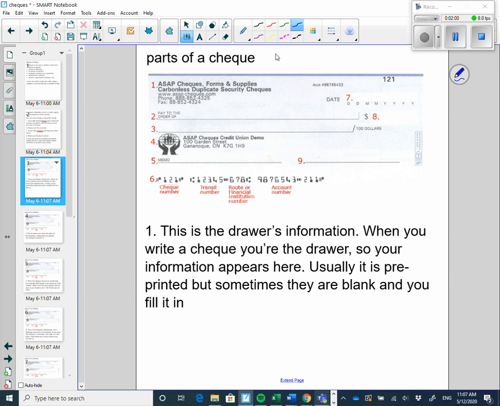So here is a check. You've probably seen these before. Maybe you've wondered a little bit about them and never really been taught about them. So let's take a moment and have a look at these different parts.